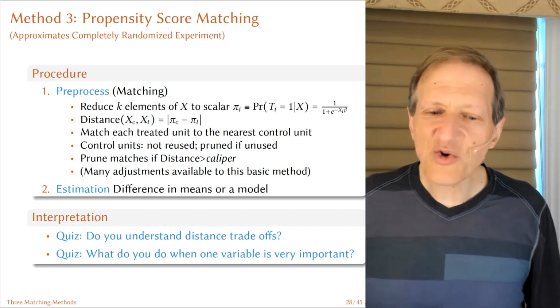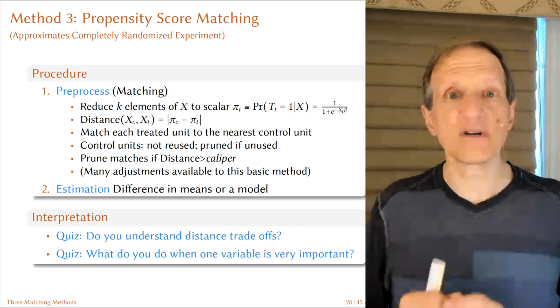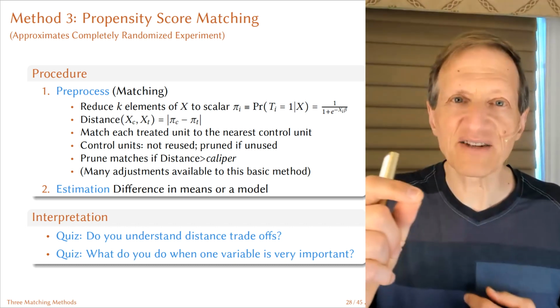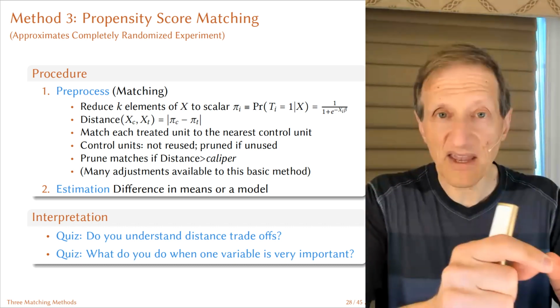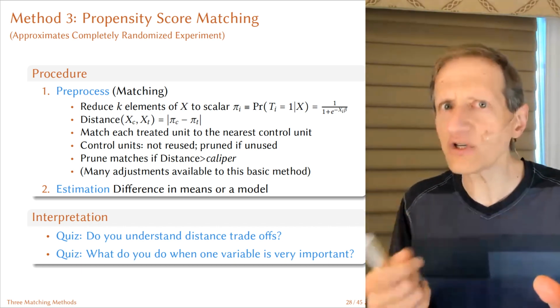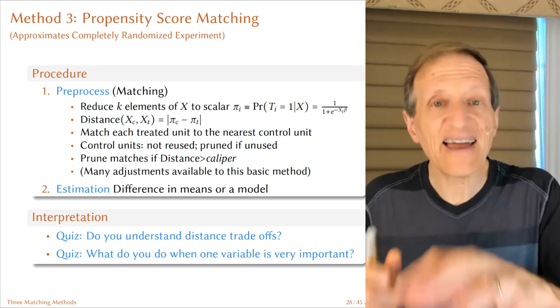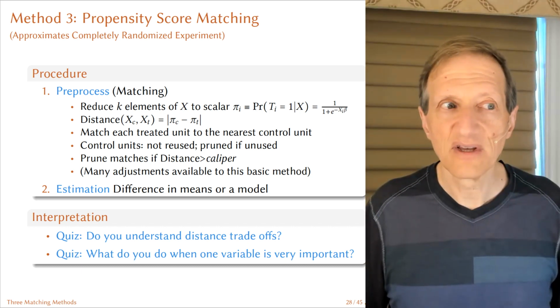So what do you do when one variable is very important, that is, has a big effect on the outcome? When one variable has a big effect on the outcome, that is on y, then you want to make sure to control for that variable well. You want to match on that variable well. Is that in the propensity score regression?